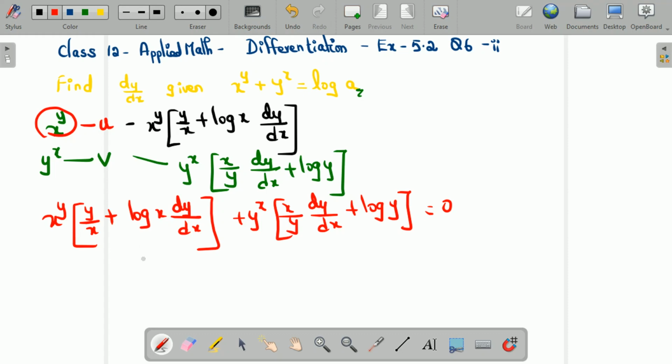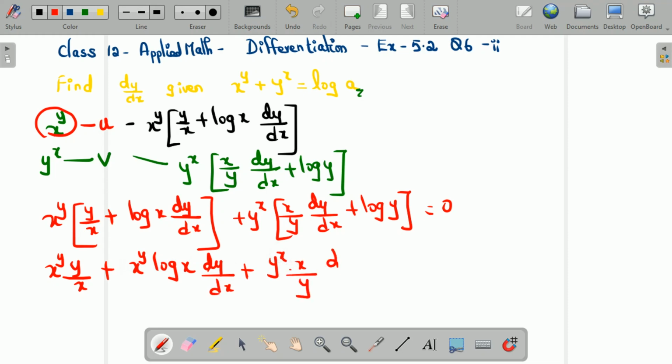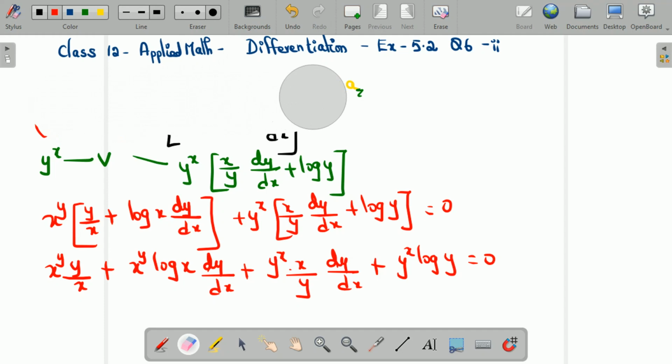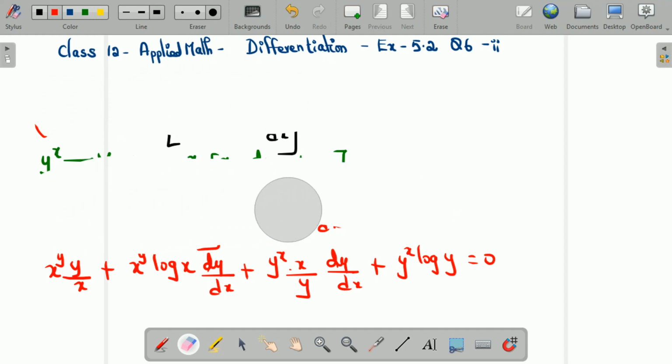Now we are going to do term-wise multiplication. After that, we will collect all the dy/dx on the left side and take all the other quantities to the right side. So let's do this. This is x^y into y/x + x^y log x dy/dx + y^x into x/y dy/dx + y^x log y is equal to 0. Now I'm going to collect only the dy/dx terms on the left side and move all the other terms to the right side.